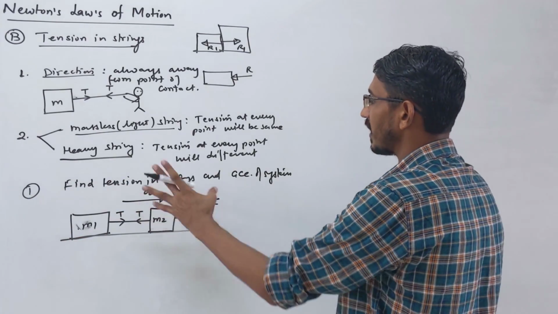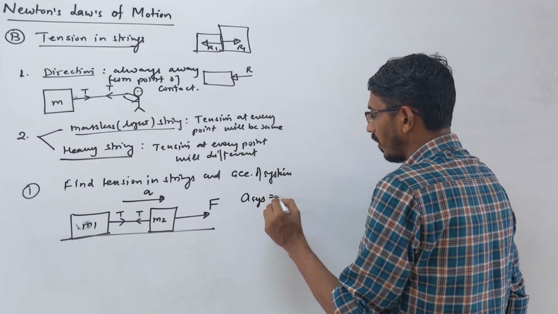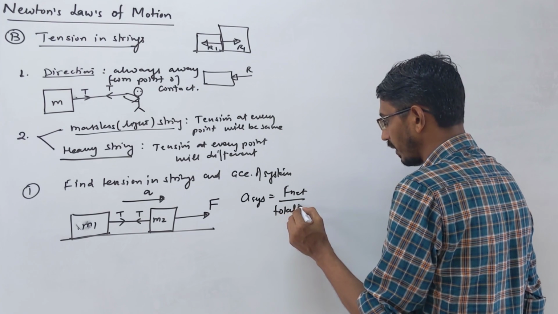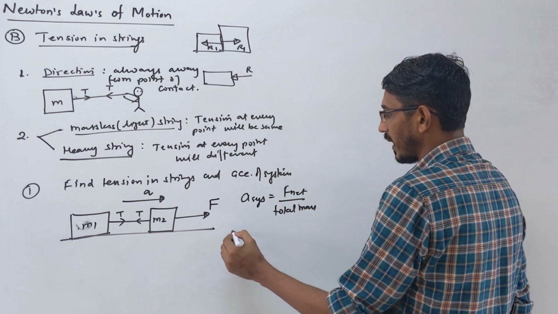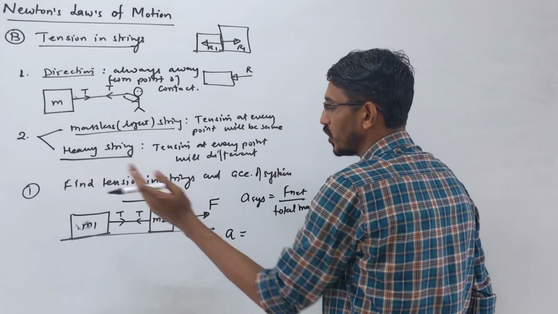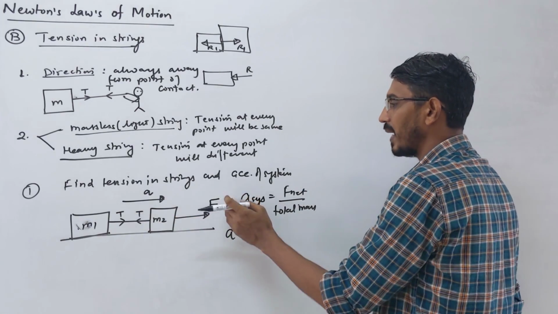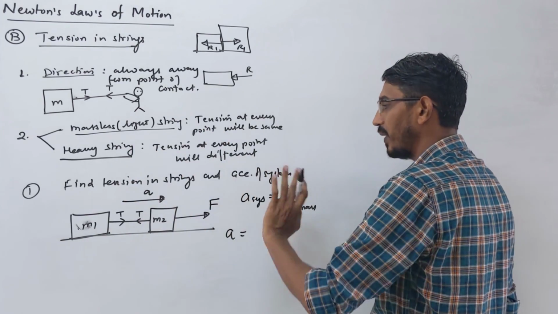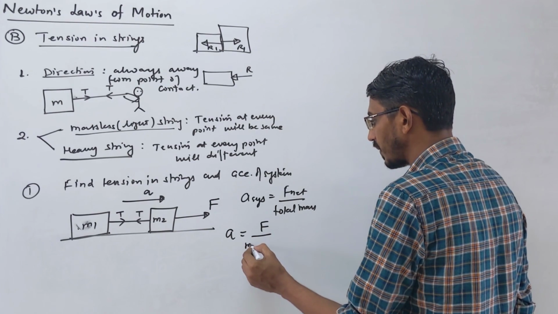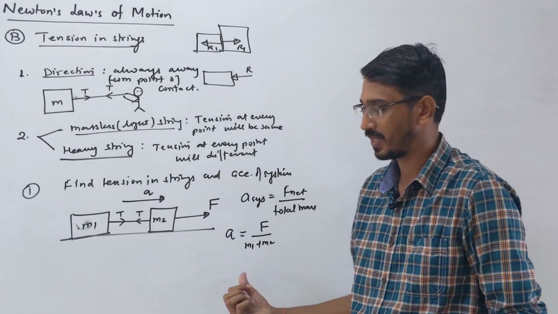So let's find the acceleration of the system first. What is the acceleration of the system? Net force by total mass, same formula, same rule. Net force: we applied force F here, no other force. Suppose friction is there, then friction will oppose, so F minus friction, but here we are not talking about friction, so just F divided by total mass, M1 plus M2. Two blocks, three blocks, 100 blocks, same procedure.